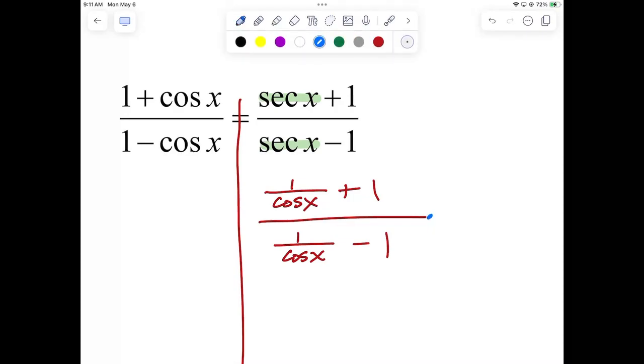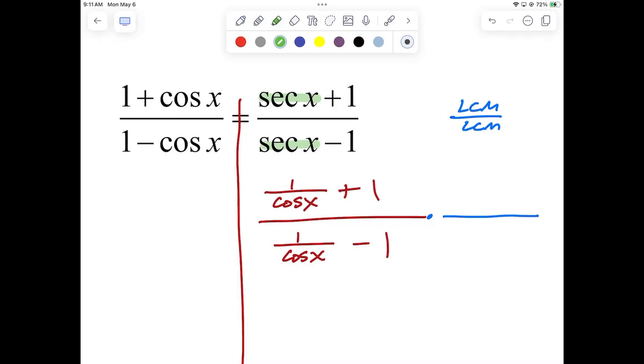But you know what we can do? I already heard Peyton say it. We could do lick'em over lick'em. What is lick'em over lick'em? What is the LCM of your miniature denominators? Cosine. So I'm just going to multiply by cosine of x over cosine of x.